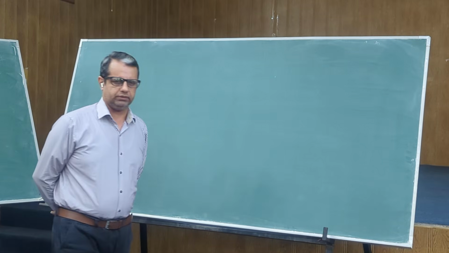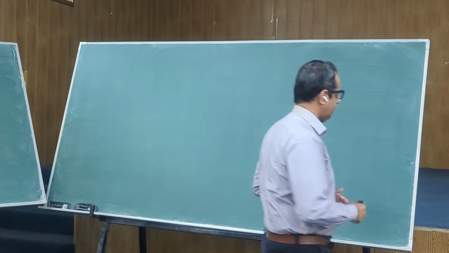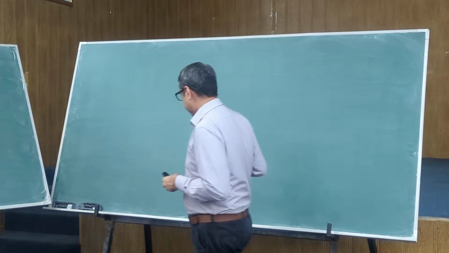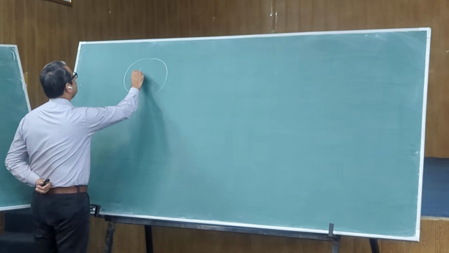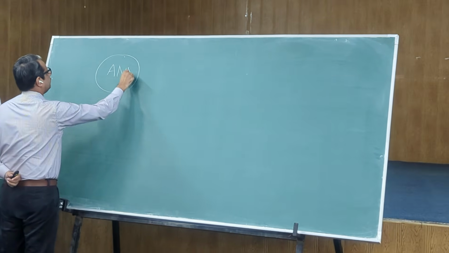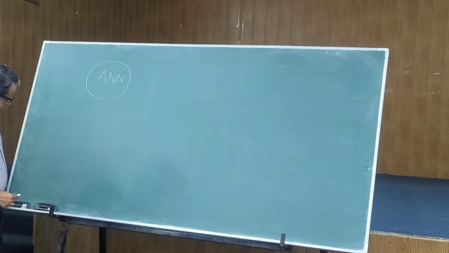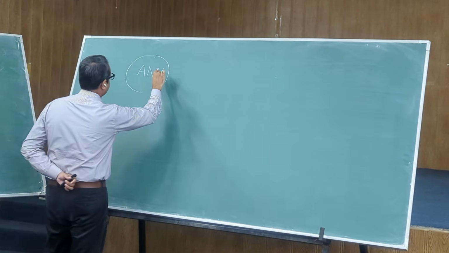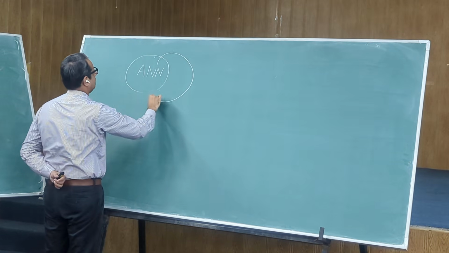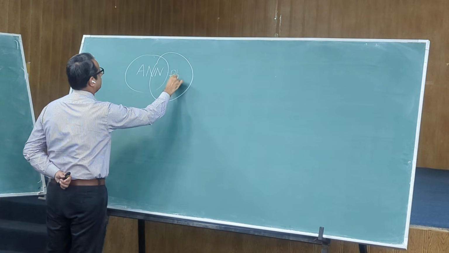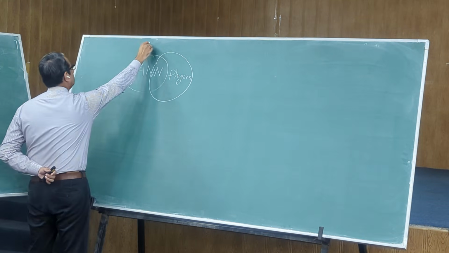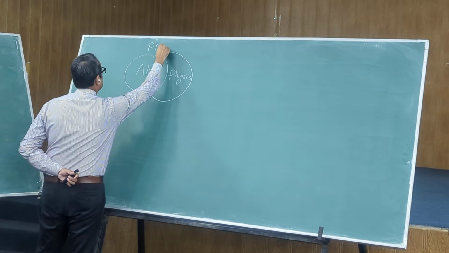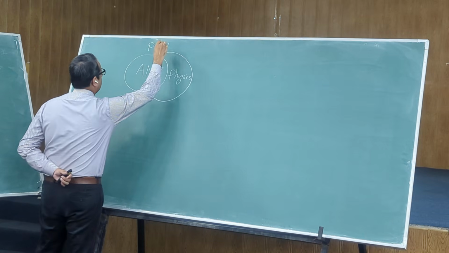Physics informed neural network. Before that, you have already understood what an artificial neural network is. This part we have completed, and on the first day I told you that if we add physics to it, this becomes a physics informed neural network.